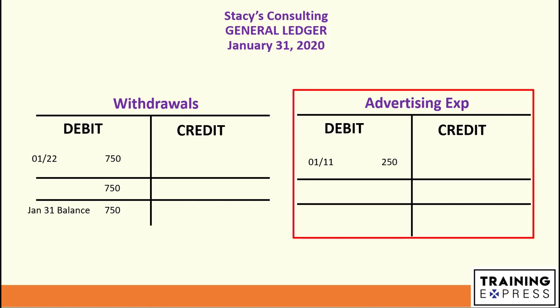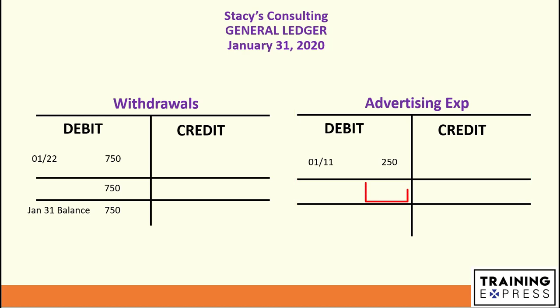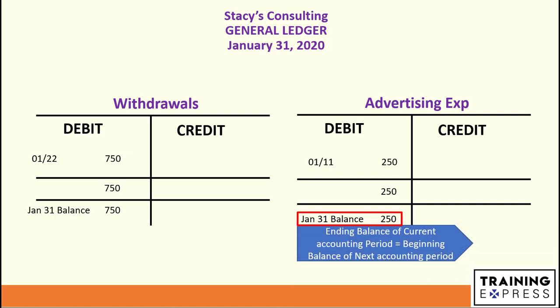On the debit side, there is only one transaction, and on the credit side, there is no transaction. So let's total the debit side here. The total is $250. Now we have to write the ending balance. Because the debit side is greater than the credit side, we will write the ending balance on the same side. So let's write down the ending balance over here. On January 31, we have got an ending balance of $250. Again, the ending balance of one accounting period will become the beginning balance for the next accounting period.